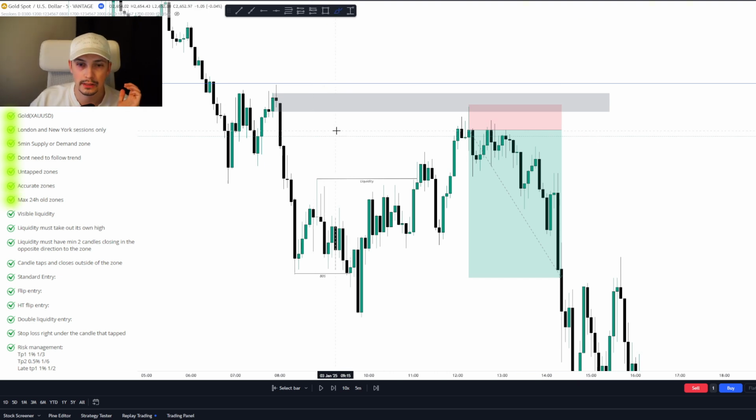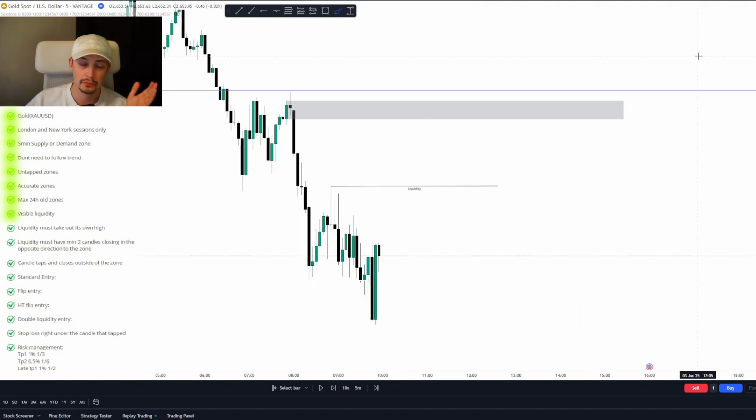The last zone rule is that the zone can be max 24 hours old. If it's over this, the zone loses a lot of strength and you would probably not get the reaction you want. This next rule is probably the most obvious, but the most important.